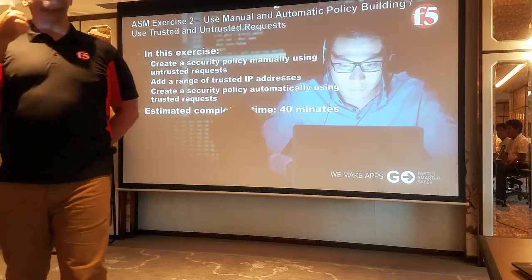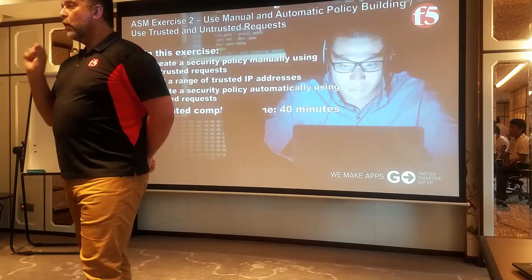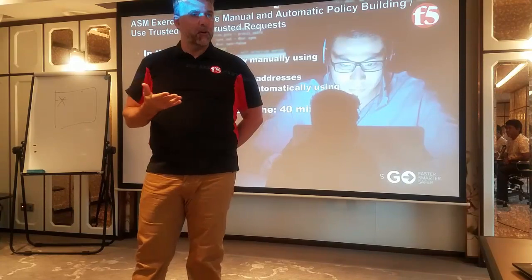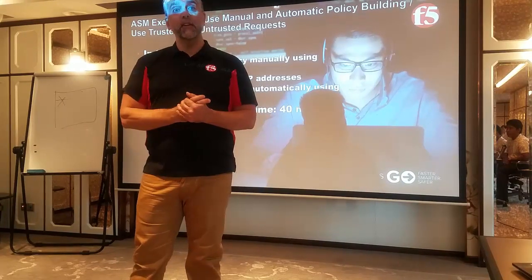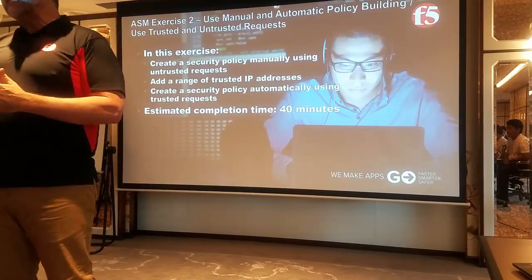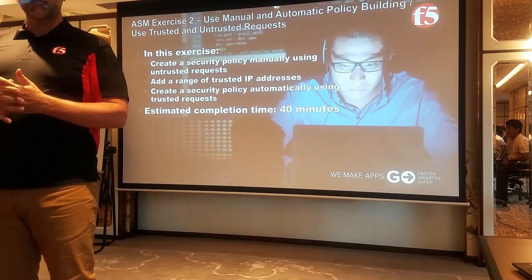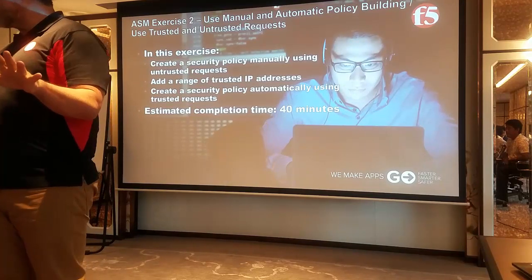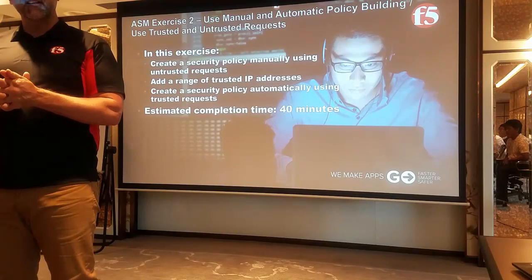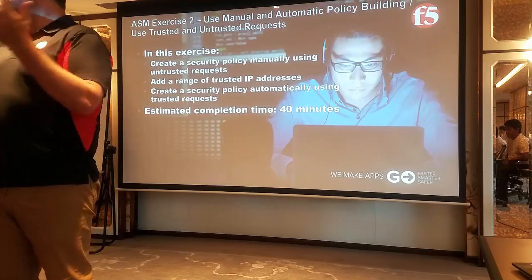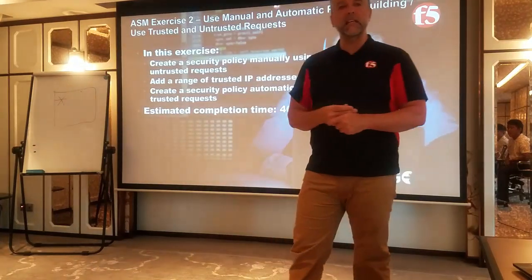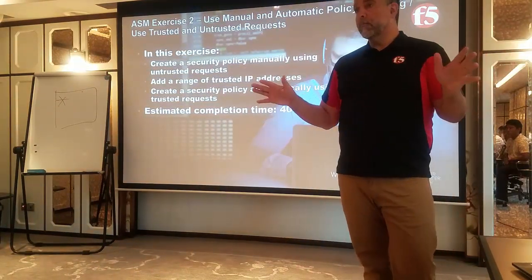Then you will add a trusted IP address range, which is the range that your Windows Workstation client is located in, which means your Windows Workstation will now be a trusted source. Then you'll generate more traffic, and you should see quite a change in your learning scores. Then you'll delete that policy. You'll create a second policy using automatic policy building and trusted traffic. And you should see, again, a slight change in how that behavior works. I have about 40 minutes allocated to this. So just as a review for everybody.